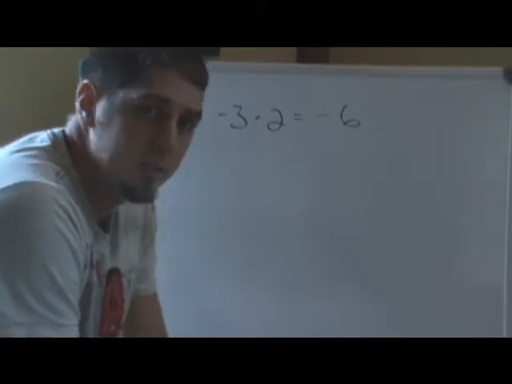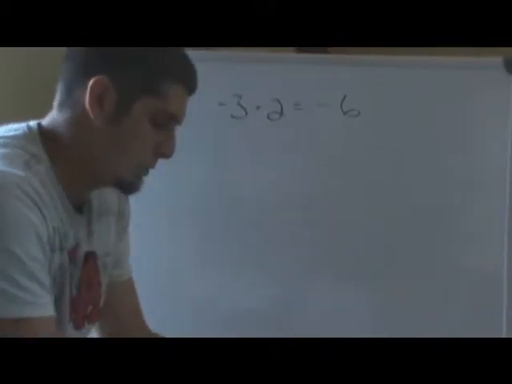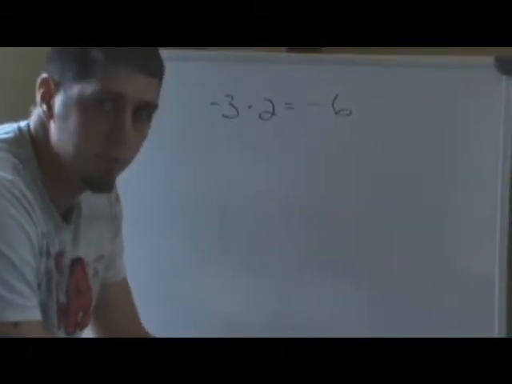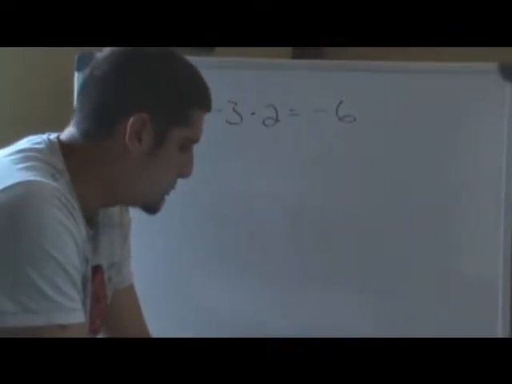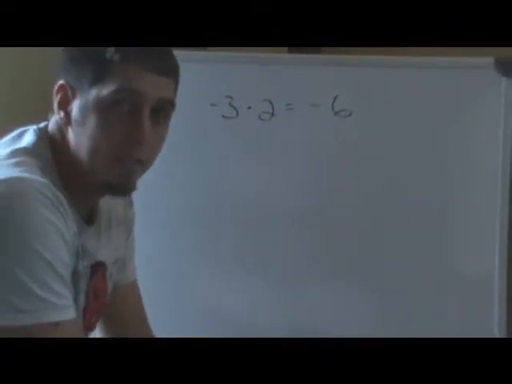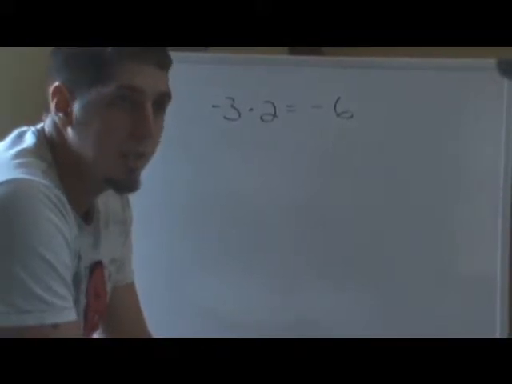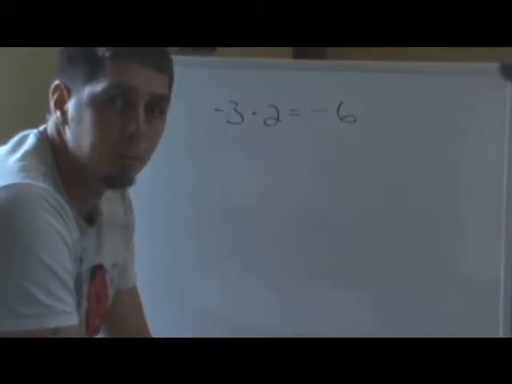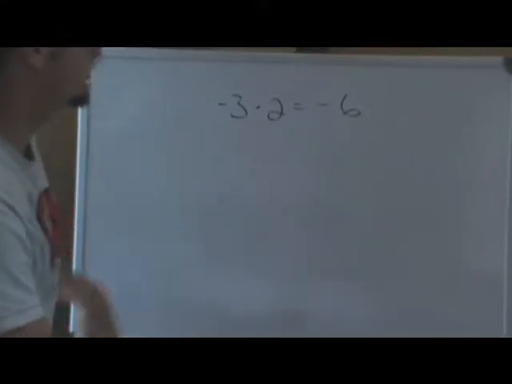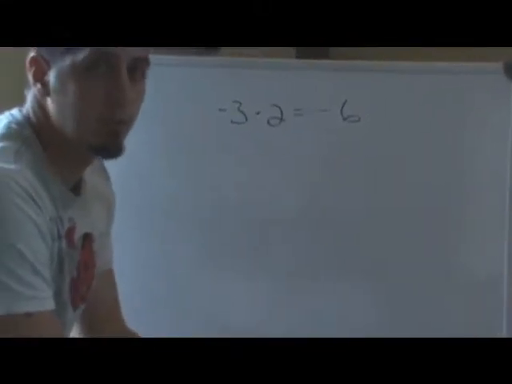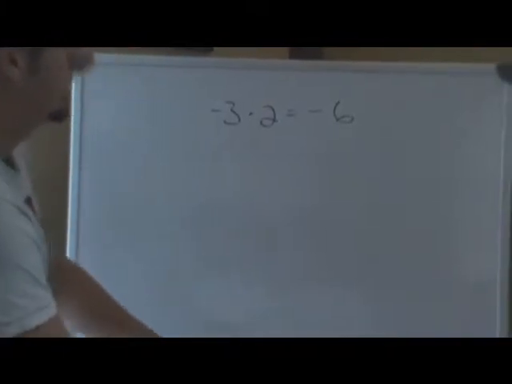Hi, I'm Mr. Kangas, and today we're going to be looking at Chapter 5, Section 3. In particular, we're going to be looking at how to multiply negative fractions and how to multiply with mixed numbers. To start with negative fractions, they actually don't function any differently than with negative whole numbers.